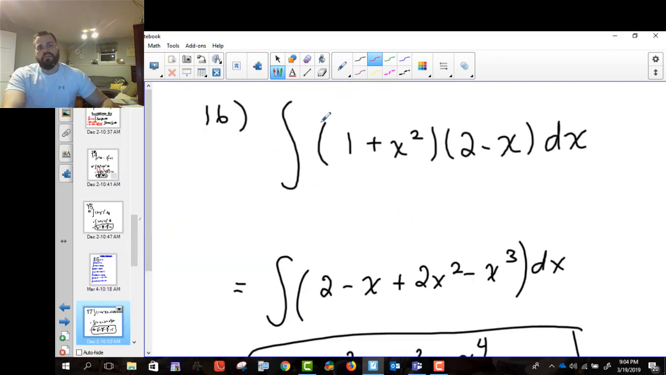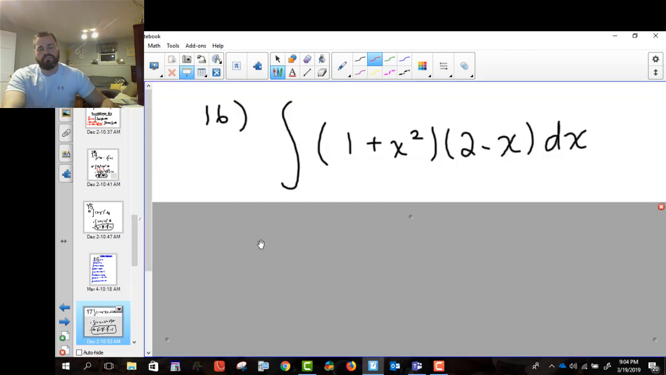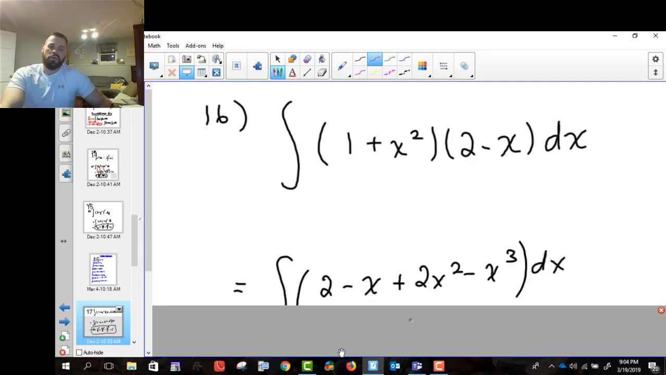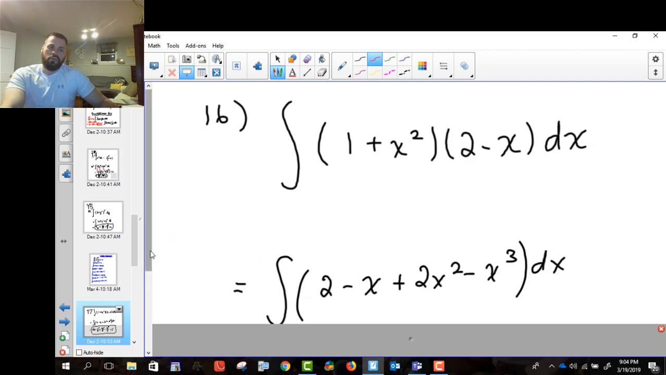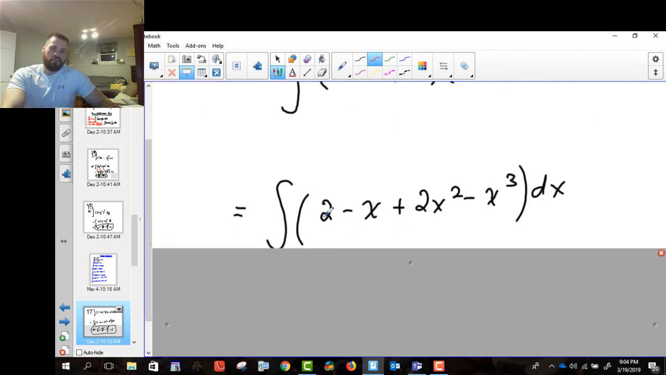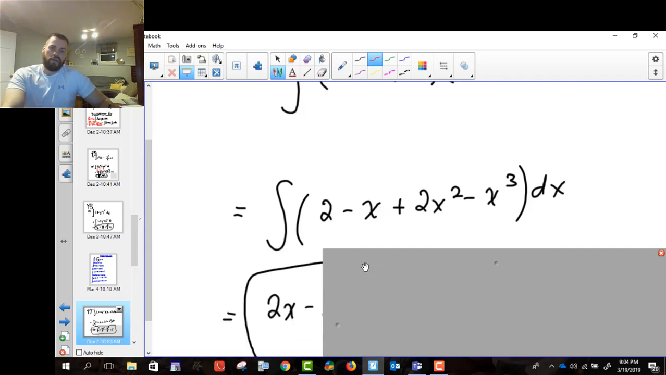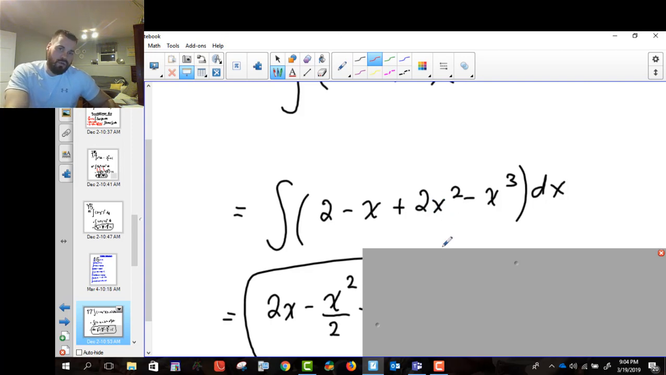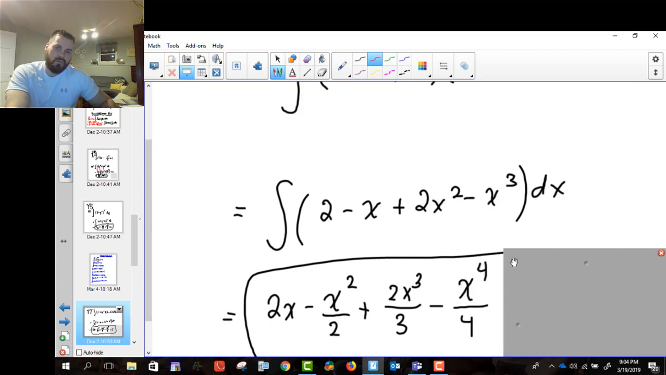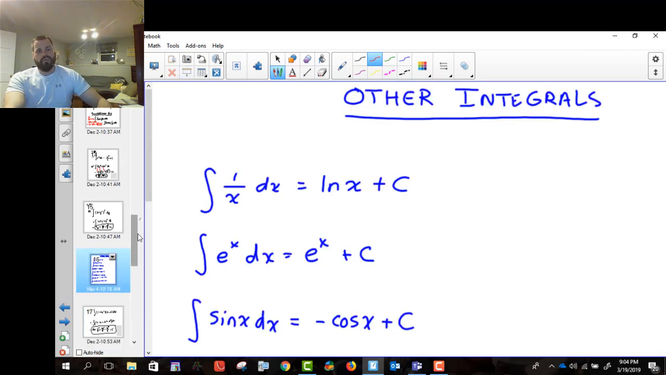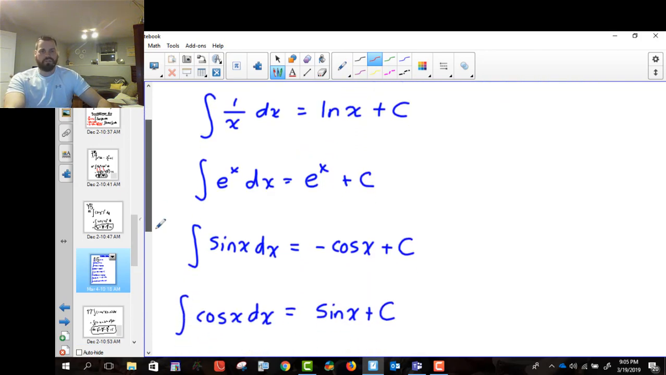All right, so that leads us to be able to do other questions. Here's a question that's a product, and just for now, we don't have a product rule, so we expand first. So we expand this, and we get this. Okay, and once we've expanded, then we say, no problem, we can integrate that. So the integral of 2 is 2x. The integral of x is x squared over 2. The integral of 2x squared is x cubed over 3 times 2, so 2x cubed over 3. The integral of x cubed is x to the 4 over 4, and then we tack on a plus c. All right? It's important that you know these integrals, but you already do because you know the derivatives.